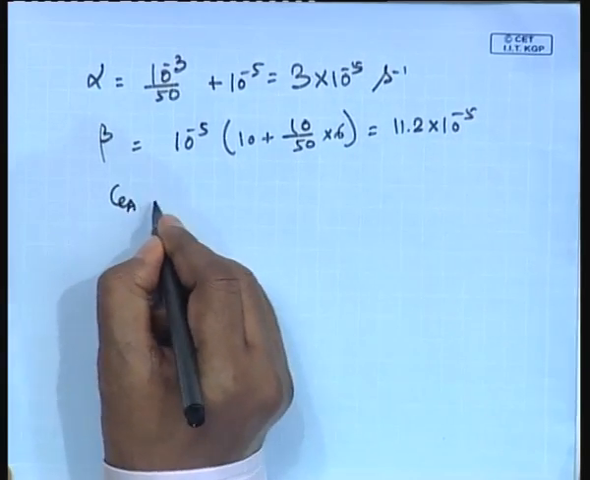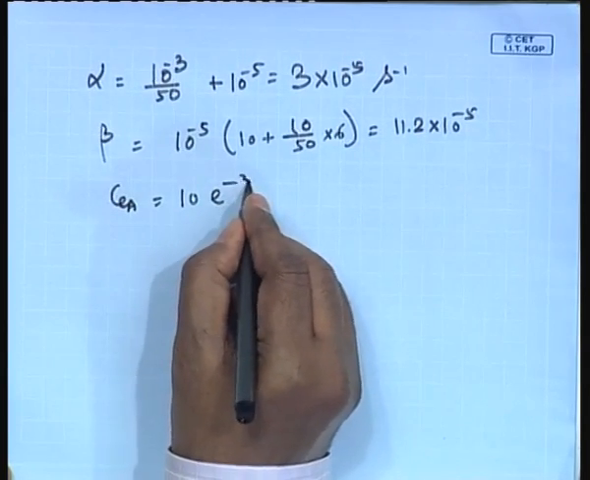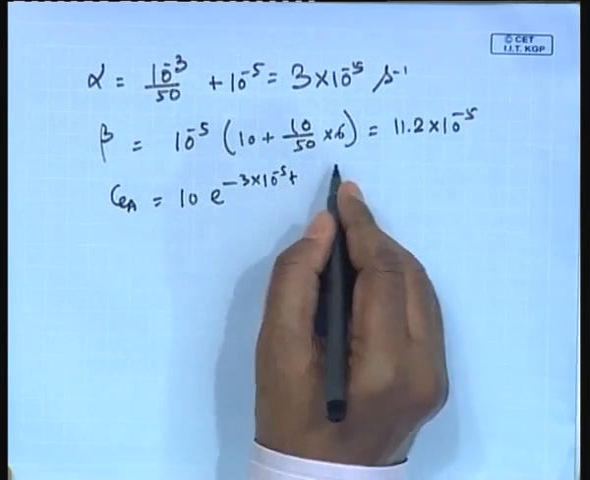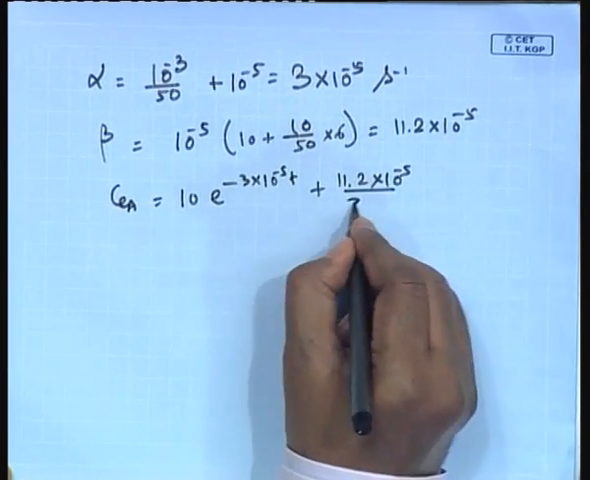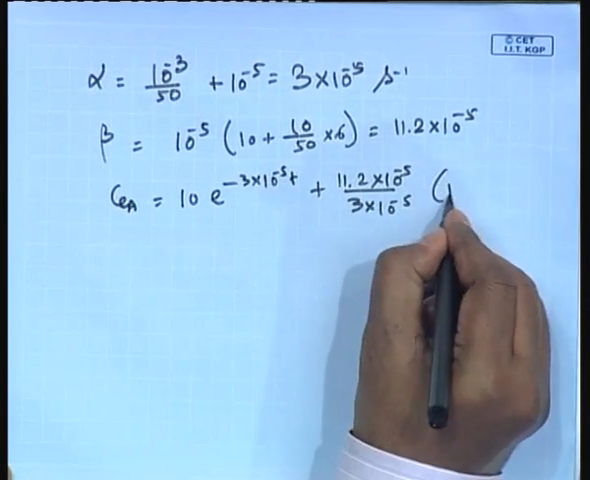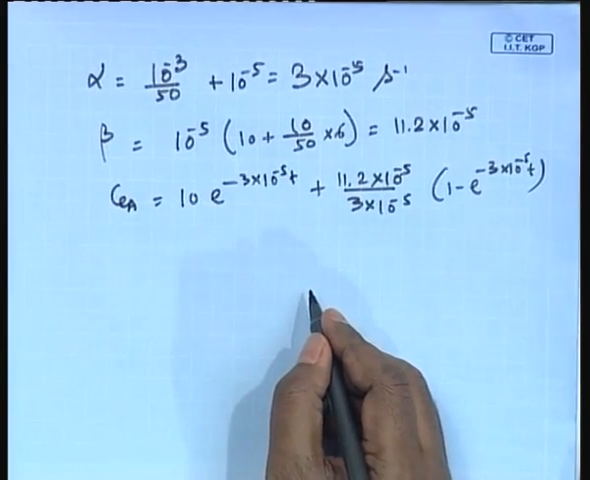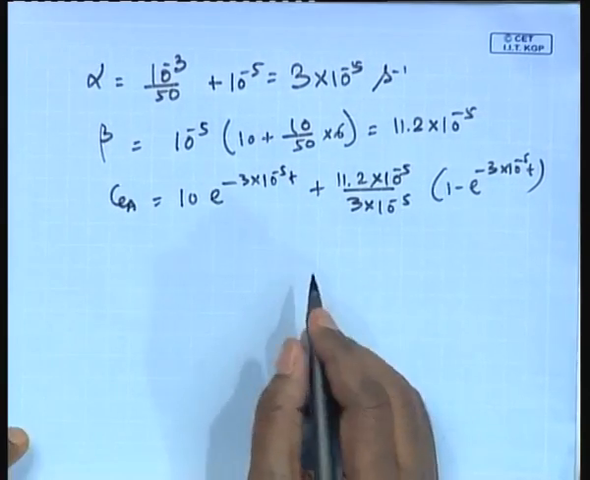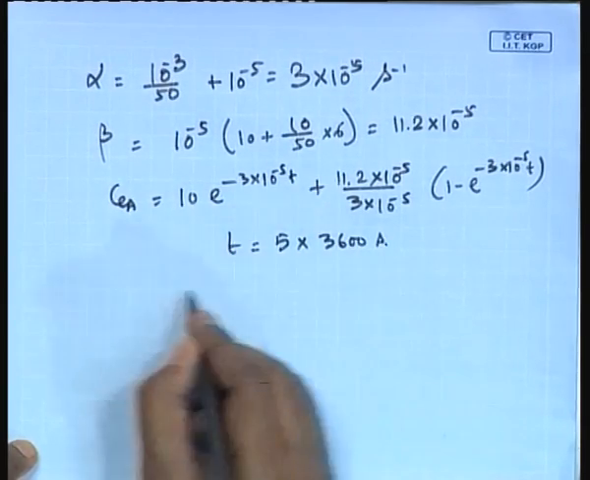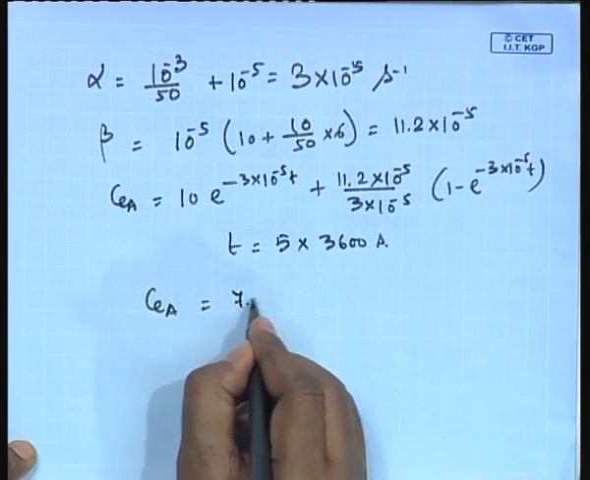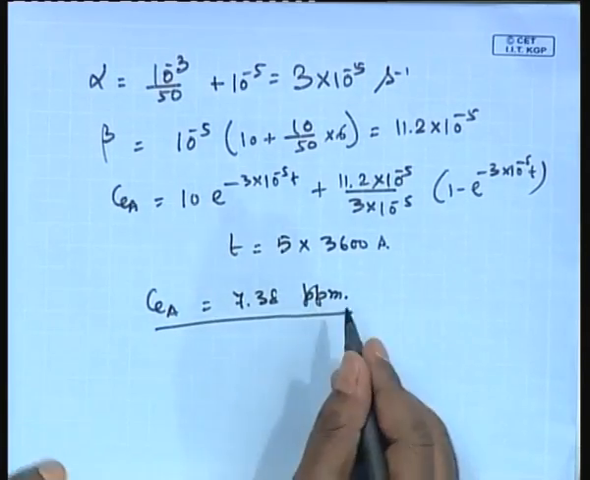And CEA is given as 10 e to the power minus 3 into 10 to the minus 5 times T, plus 11.2 into 10 to the power minus 5 divided by 3 into 10 to the minus 5, into 1 minus e to the power minus 3 into 10 to the minus 5 T. We are going to find out the value at T equal to 5 hours. So, T is equal to 5 into 3600 seconds, and CEA turns out to be 7.38 ppm. Okay, so it gives some value.